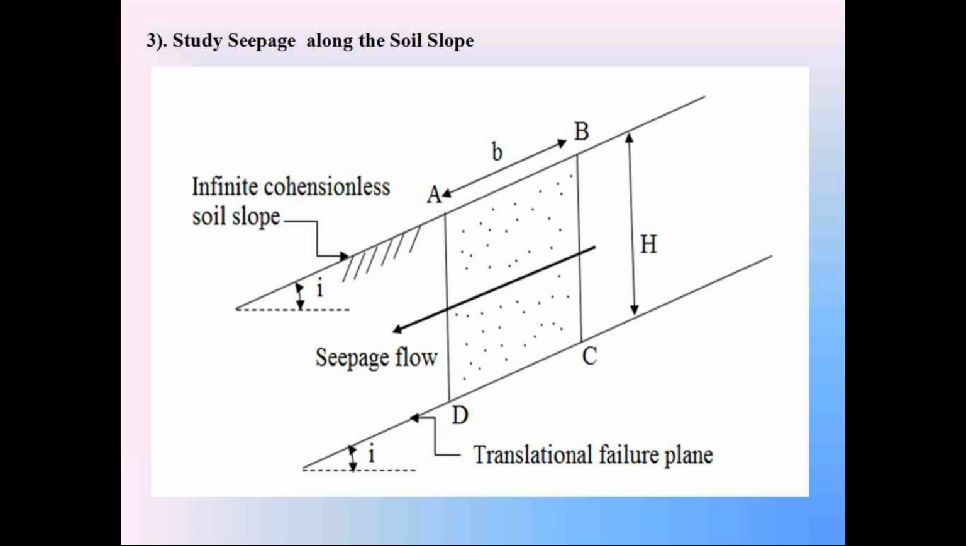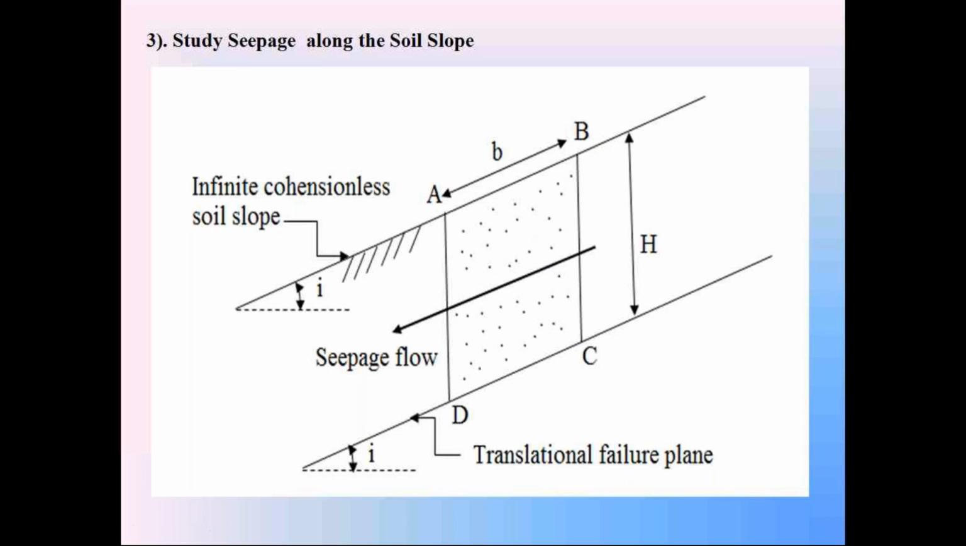In the seepage flow condition, entire soil is in saturated condition. So in this analysis, in the third case, we must consider another unit weight of this soil, that is the saturated unit weight of soil. In the first condition, dry condition, we consider the bulk unit weight of soil gamma. In the second condition, submerged condition, we consider the submerged unit weight of soil gamma dash. Whereas in the third condition, seepage flow condition, since this entire soil is in saturated situation, here we consider another unit weight of soil, gamma sat, that is called the saturated unit weight of soil.